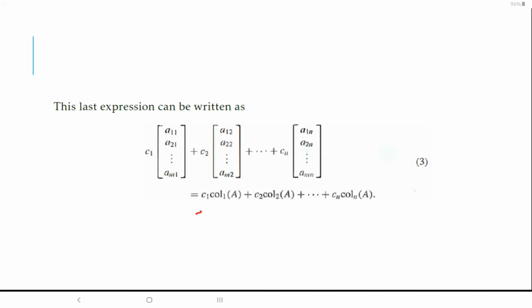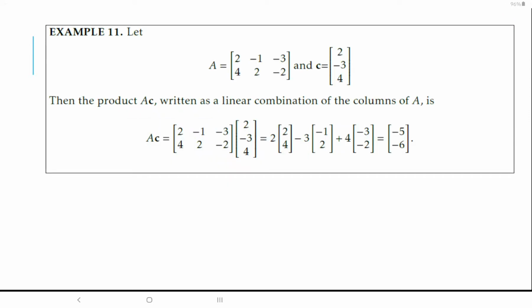So, we write it as a linear combination of the columns, wherein yung coefficients natin ay yung numbers na kay C or dun sa ating vector. Okay? Okay, so here we have a 2 by 3 matrix and then a 3 by 1. So yung resulting product natin ay magiging 2 by 1. Okay? So the product of AC can be written as the linear combination of the following columns.